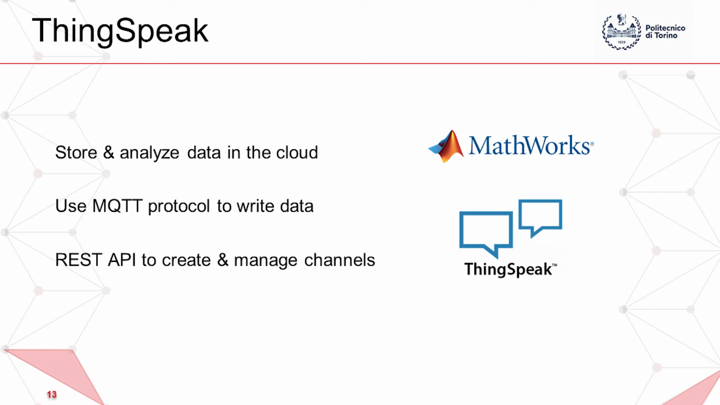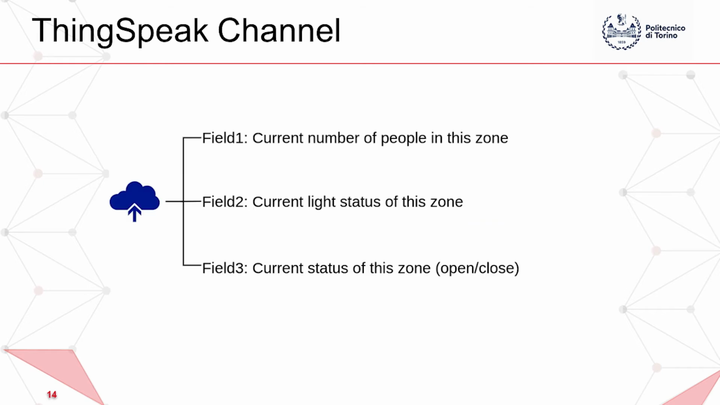Data is uploaded to the ThinkSpeak platform via the MQTT protocol. Each channel is associated with the zone of the same name. A channel includes 3 fields. Field 1 represents the current people number. Field 2 corresponds to the current brightness state of the light in this zone, expressed as a percentage. And field 3 shows whether this zone is open or closed.